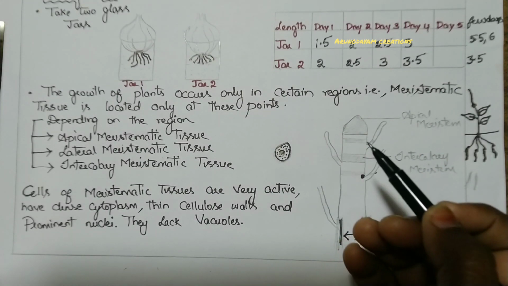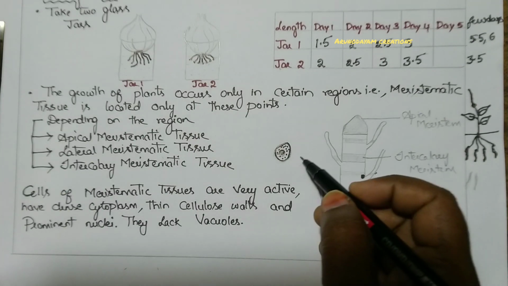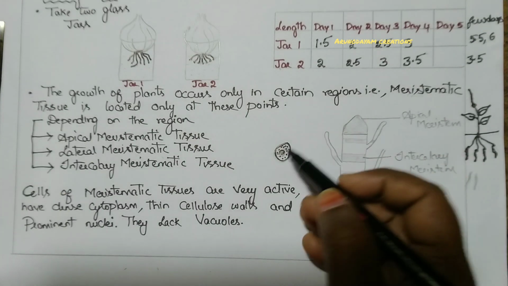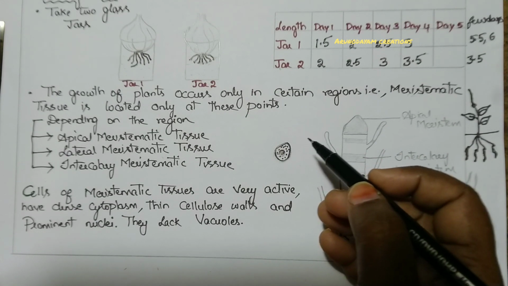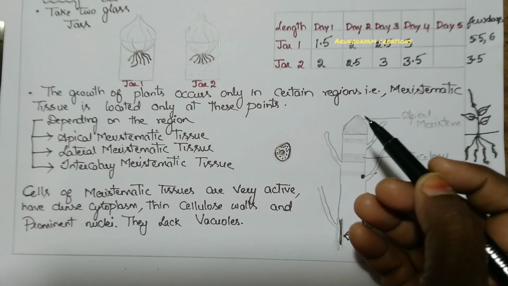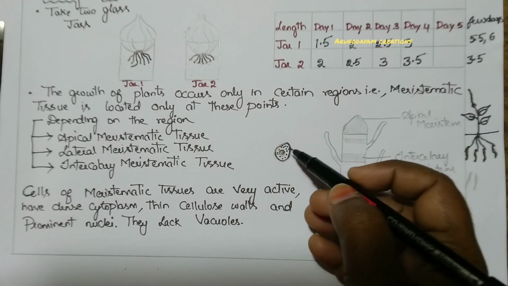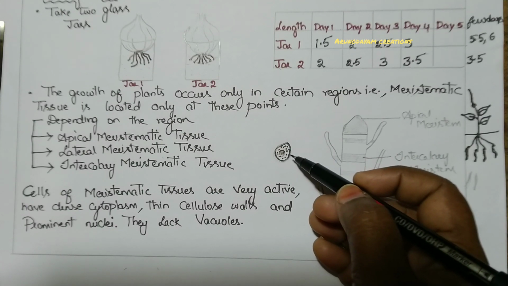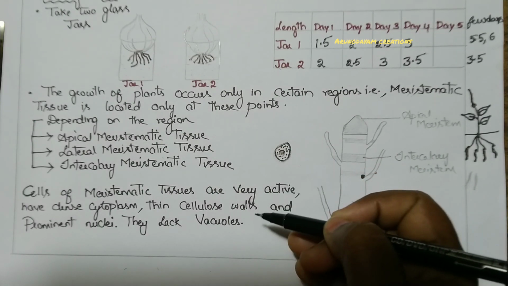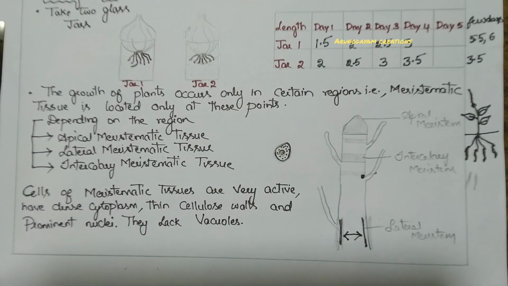Next, they lack vacuoles. So we know that cells have vacuoles actually in case of plants, but these cells do not have vacuoles. Why? Because these are repeatedly dividing cells. Now there will be no waste production here. Actually vacuoles are useful for collection of waste materials, but here waste materials are not produced. That's why there is no need of the presence of vacuoles. That's why these cells will not contain vacuoles. That is about this topic.